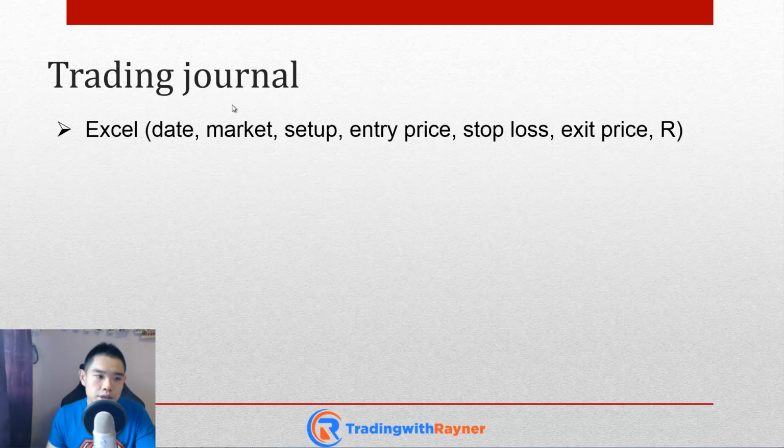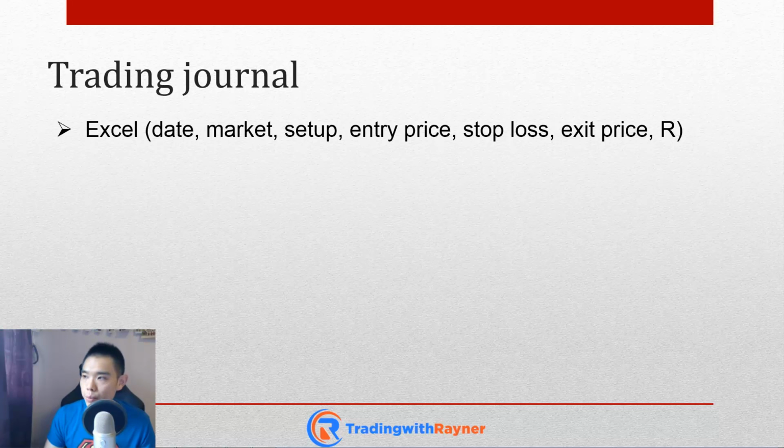And the key things that you need to jot down in your trading journal are, number one, the date, the market you're trading, the name of your trading setup, the entry price, the stop loss, the exit price, and the R multiple. So what is R multiple? Let's say, for example, you have a profit of a 1 to 3 risk reward ratio. That is a profit of 3R because you earn 3 times your initial risk. Or maybe you made a profit of 5R, so for your R multiple you put 5 because you earn a profit of 5 times your initial risk.